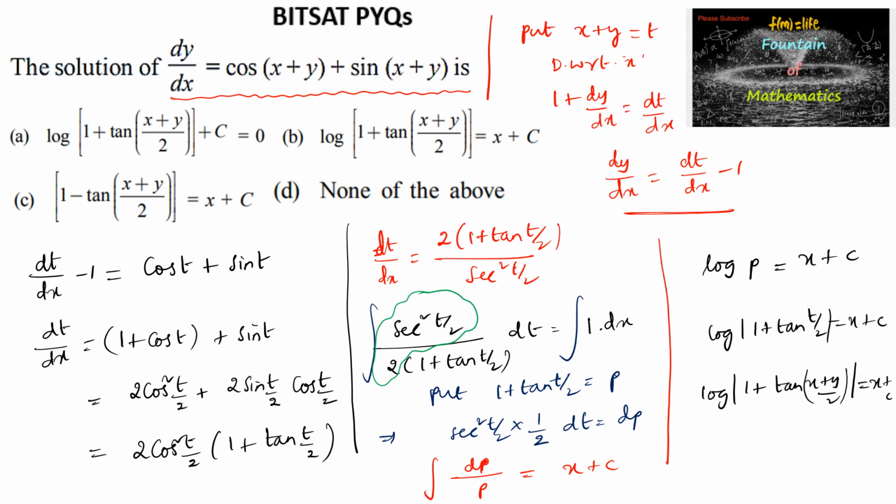So the answer is log of 1 plus tan of x plus y by 2 is equal to x plus c, which is option B.